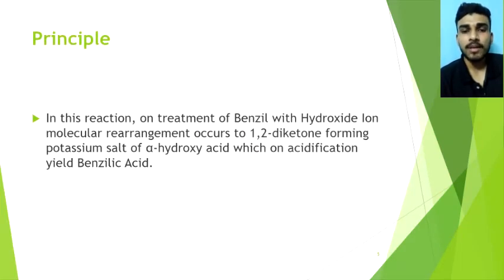The principle behind the formation of benzilic acid is that when benzil is treated with hydroxide ion, a molecular rearrangement takes place at the 1,2-diketone position, which forms the potassium salt of the alpha hydroxy acid, which on acidification yields benzilic acid. Thus the molecular rearrangement of a phenyl group takes place between the first and second diketone positions, forming the potassium salt of benzilic acid, which on acidification yields benzilic acid.